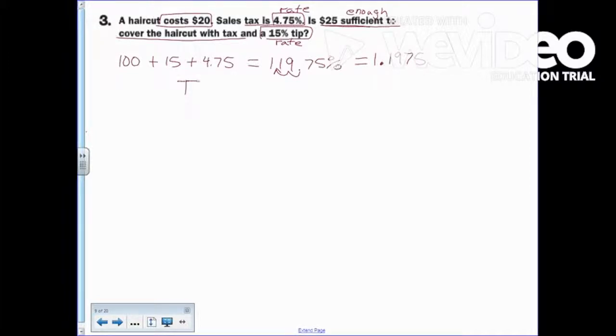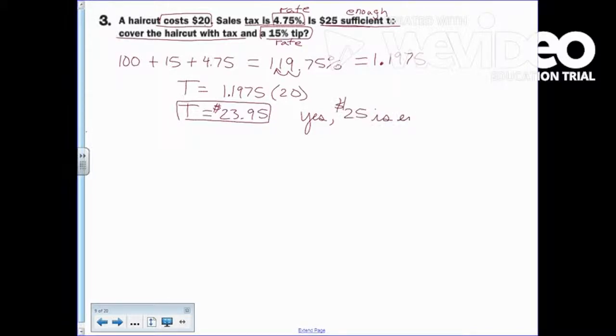So to find the total, we're going to take that decimal form of our percent, 1.1975, and we're going to multiply it by the cost of $20. And when we do that, we're going to get a total of $23.95. So, to answer the question, yes, $25 is enough.